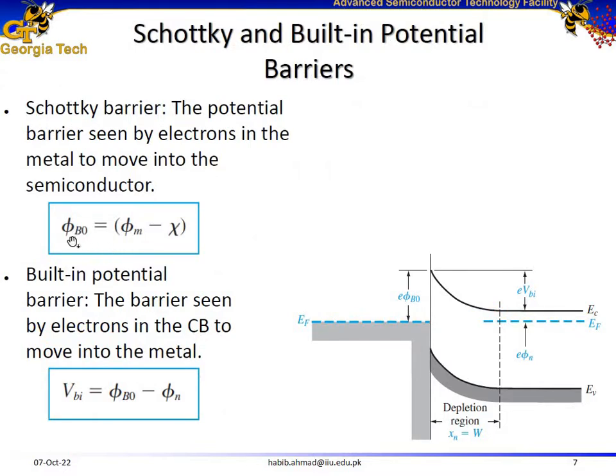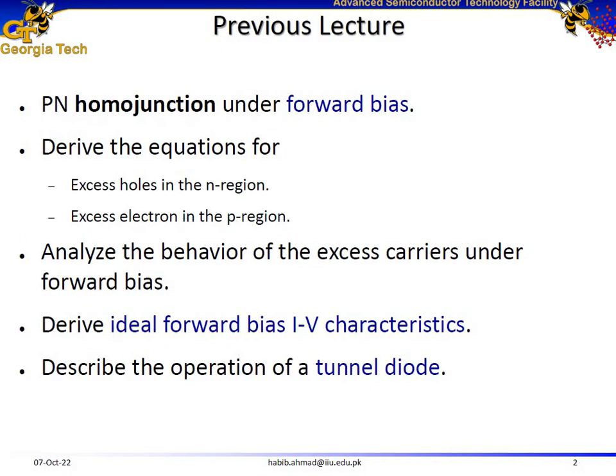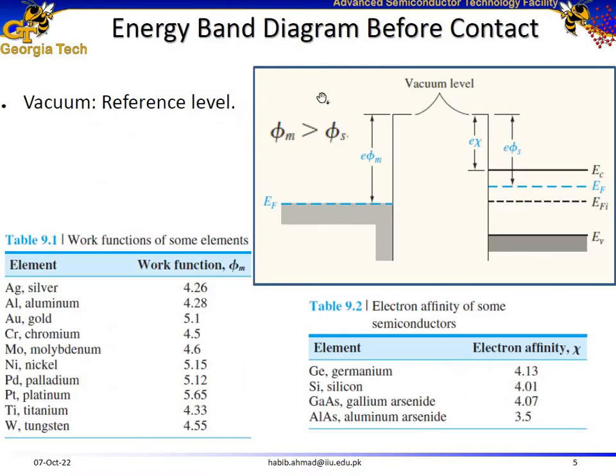How do we calculate the Schottky barrier? The Schottky barrier is going to be equal to the metal work function minus the semiconductor electron affinity. Look at the figure in slide number 5 over here. Here is your metal work function, and here is the electron affinity of the semiconductor. So phi m minus the electron affinity is going to give you the Schottky barrier height.